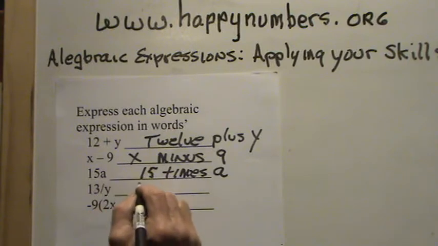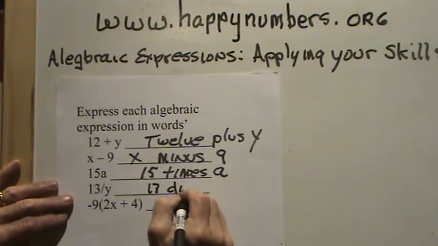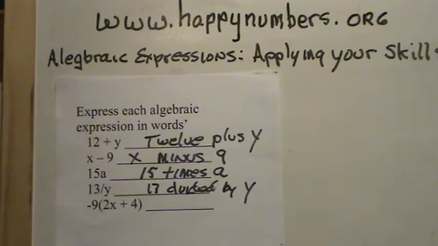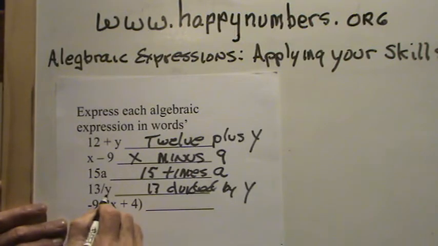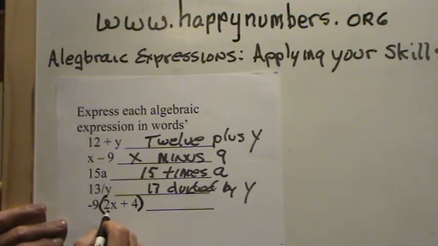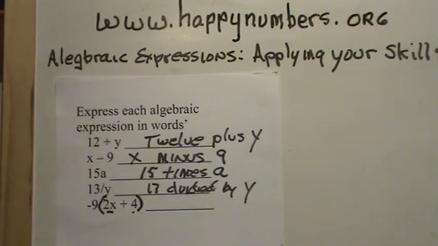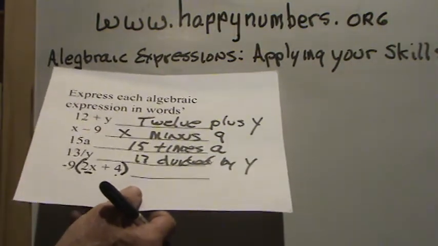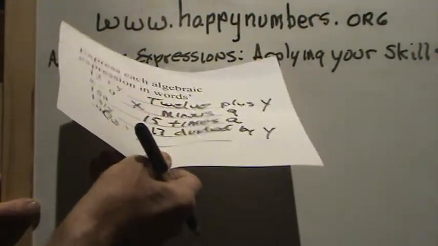Here, this is 13 divided by y, or if you wanted to be fancy, you could have said the quotient of 13 and y. And this one, this is negative 9 times the quantity of 2 times x plus 4. Negative 9, remember this is times the quantity of 2 times x plus 4. Good. Well, if you had any problems with that, you want to go back and look at the video which talked about writing the algebraic expressions.